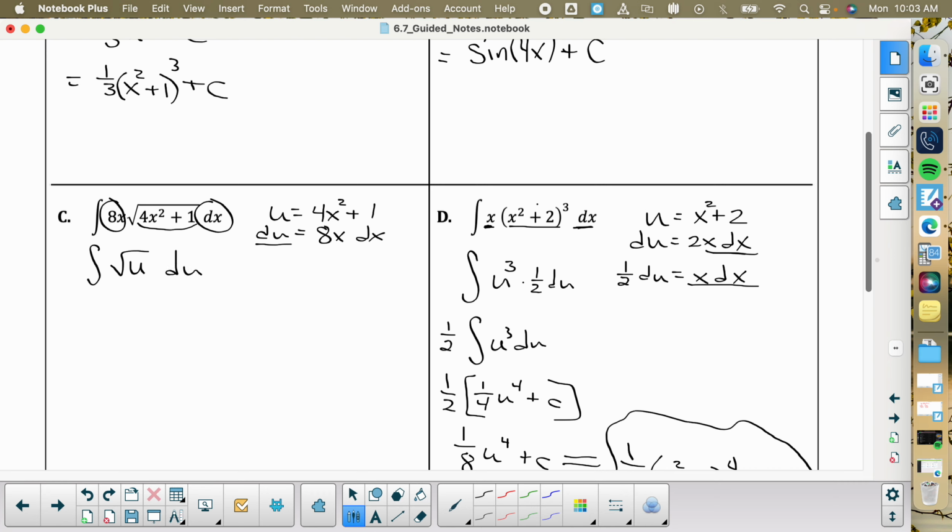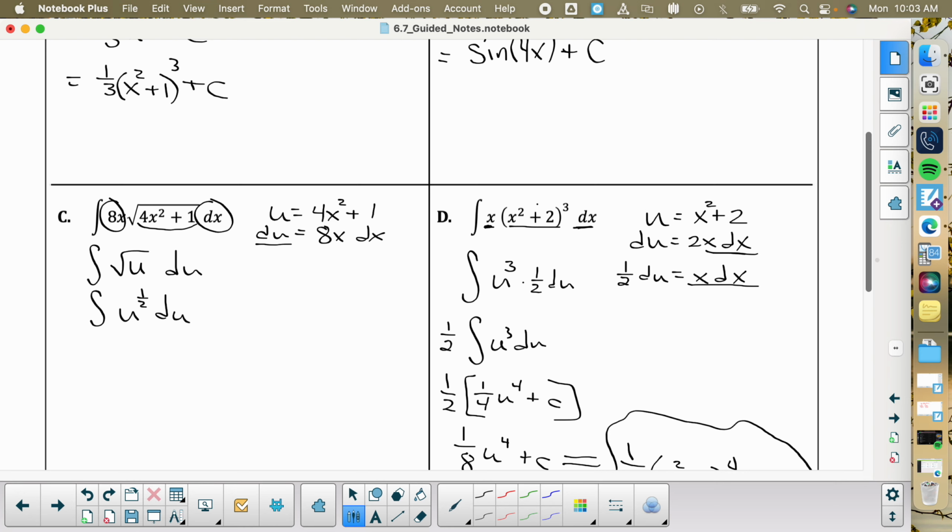Could you also say u to the 1/2 power? That would most likely be preferred, but you could do this in two steps, or if you recognized it right away, you could just do it right away. Generally we never integrated square root symbols because we tried changing everything to a 1/2 power. So if you recognize that right away, go for it. Otherwise, there's nothing wrong with doing it in steps and trying not to do everything in your head.